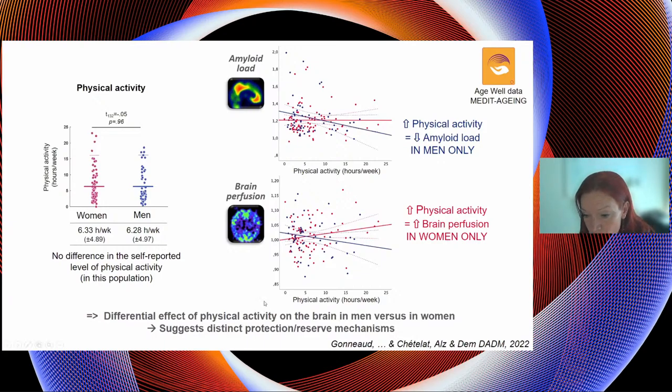In this study from the lab of Julie Gonneau and collaborators, we have also assessed the impact on the brain of physical activity throughout life in women and men. We found the same level of physical activity in both groups, but what we've shown is that in men, the level of physical activity was negatively associated, in blue here, with amyloid load: higher level of activity, lower amyloid load. While in women, the level of physical activity was associated with brain perfusion and not with amyloid, such that higher level of physical activity was associated with higher brain perfusion. So it shows a differential effect of physical activity on the brain in men and women, suggestive again of distinct protection and reserve mechanisms.